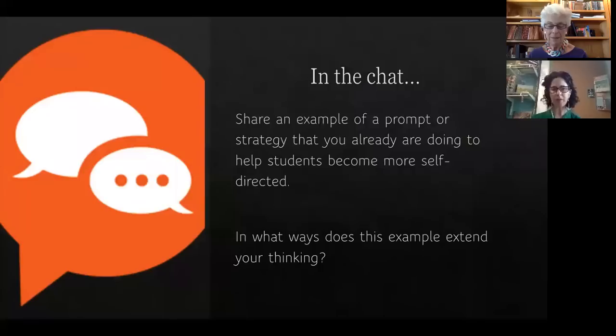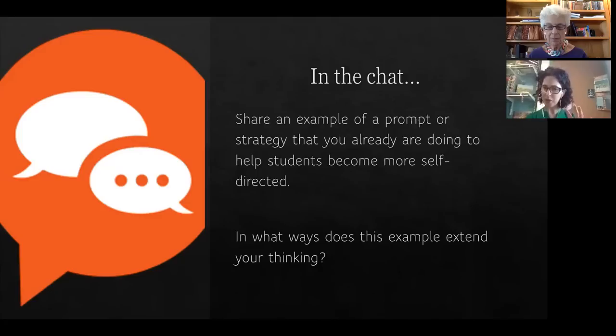So you have a moment right now in the chat to share an example of a prompt or a strategy that you might be doing right now to help students become more self-directed. And to what extent does that example, and looking at the other examples, give you clarity that, A, this is not your first rodeo in focusing on this, but B, to continue to think about in what ways can I use some additional strategies from my colleagues? And in what ways can I actually continue that drumbeat?